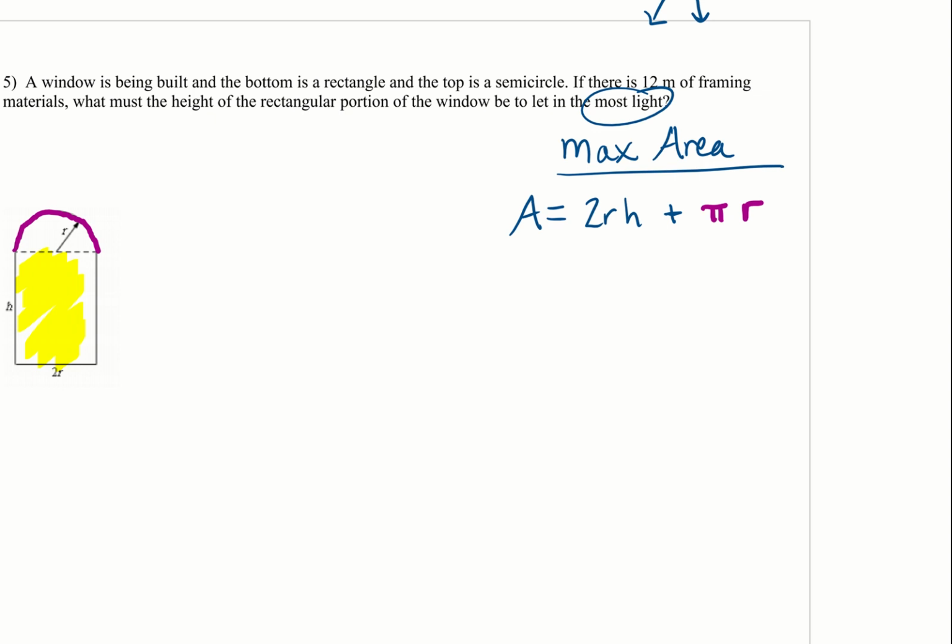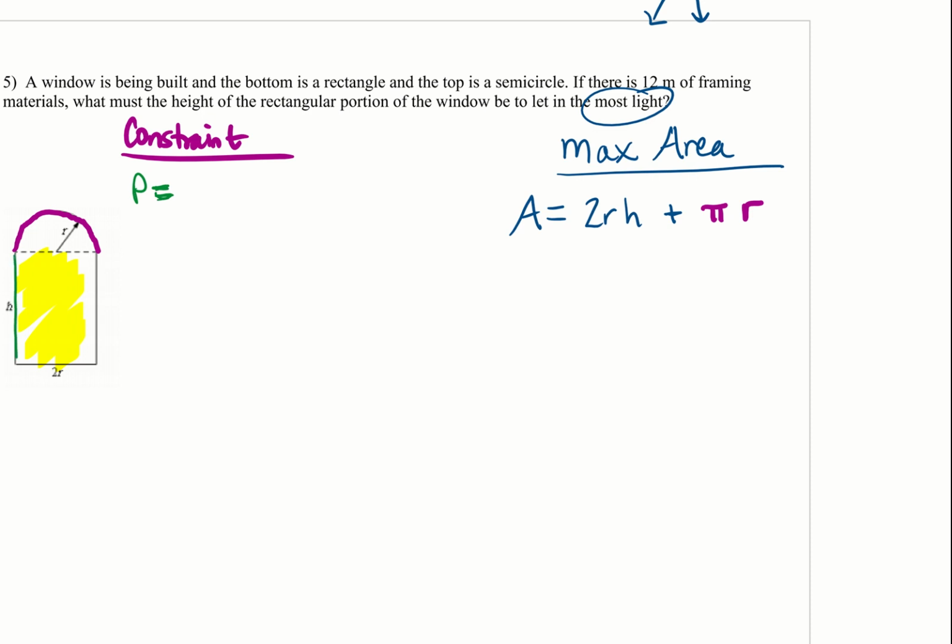Again, I might notice, I've got both an r and an h, which is not very much fun. And so I need to start thinking about a constraint because I have more than one variable. And I do have a constraint. I'm just realizing there's only 12 meters of framing materials. So I have to make sure that my perimeter here stays at 12, or that's the most I can use.